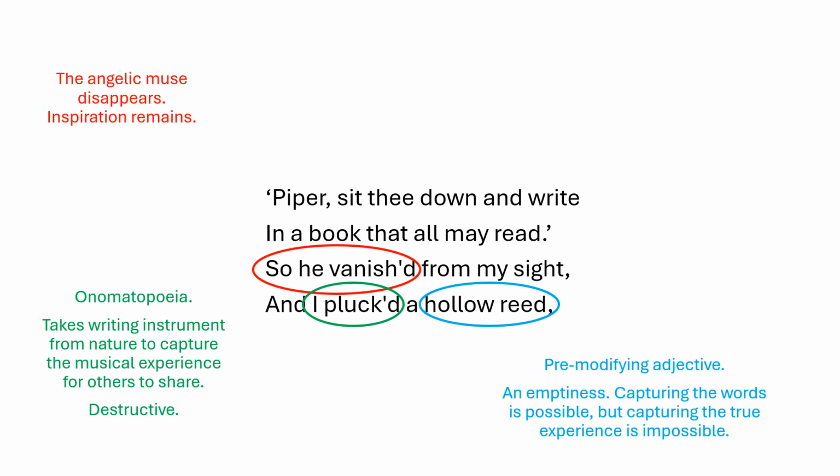And he plucked a hollow reed. And the reed has the pre-modifying adjective hollow before it. Now, it needs to be hollow. Of course, it needs to be hollow. Reeds need to be hollow in order to transfer nutrients through the stem. And a pen needs to be hollow in order for the ink to flow out. But the word hollow also suggests an emptiness. So perhaps we get this idea that capturing the words is definitely possible, but capturing the true experience or the true innocence of that experience is impossible. And you almost end up with something that does reveal what it was like to be there, but it's not the thing itself.